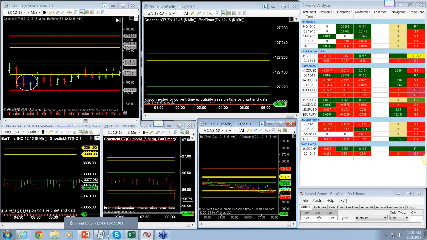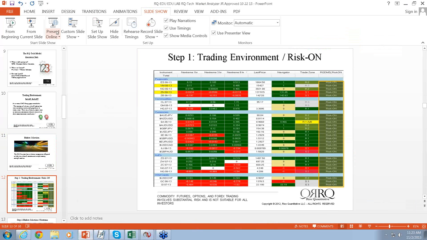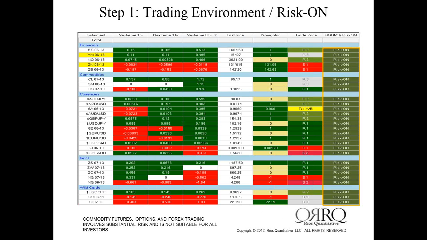I'm going to go back to the slide presentation, and we're going to go into the explanation of step one in identifying the trading environment, risk on, and then go into the two other process steps. So let me just do this, get rid of this, and we'll be good to go. Everybody see my screen okay?